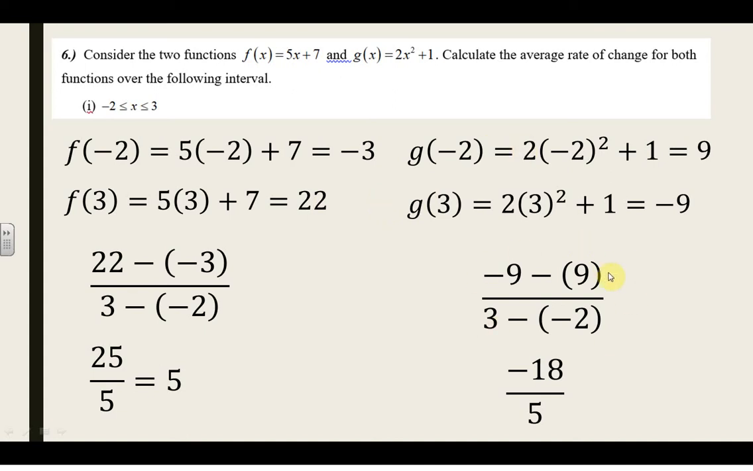And more often than not, you're comparing the two, so which one has the greatest average rate of change? Well, it would be the +5 one. It would be f of x. But that's how you find it with an equation.